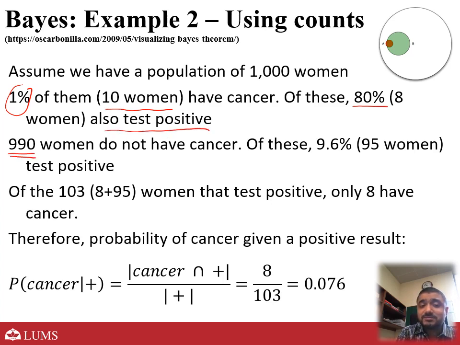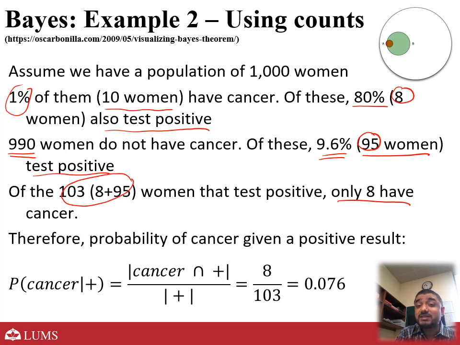990 women do not have cancer, and of these 990, 9.6%, that is 95 women, test positive. All right, so 95 false positives and 8 true positives. Of these 103 who tested positive, 8 plus 95 women, only 8 actually have cancer. So now you see why there is a difference between the sizes of these two circles.